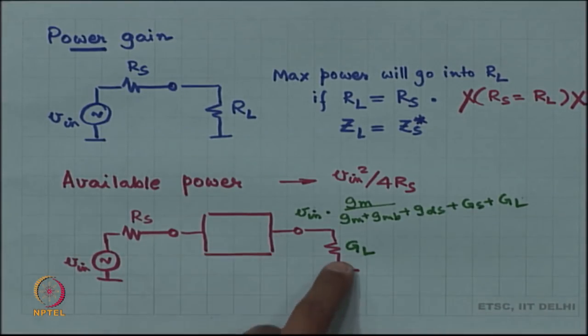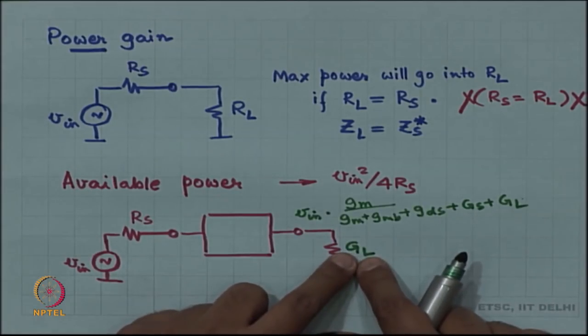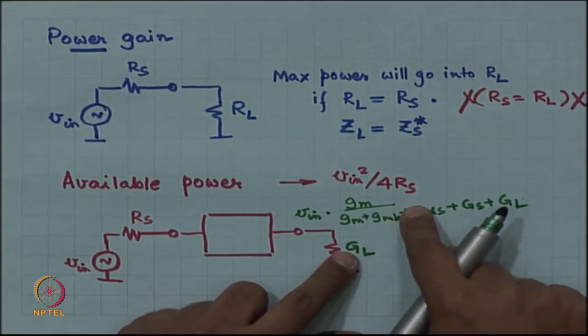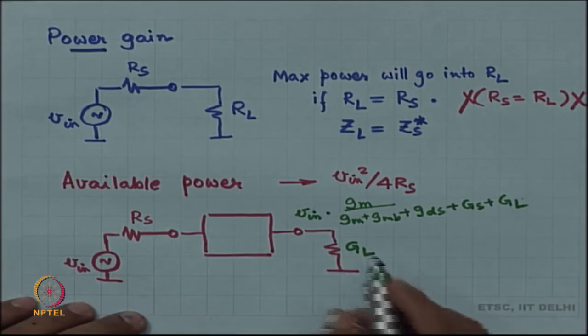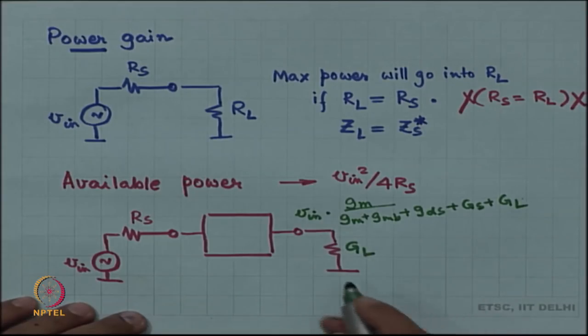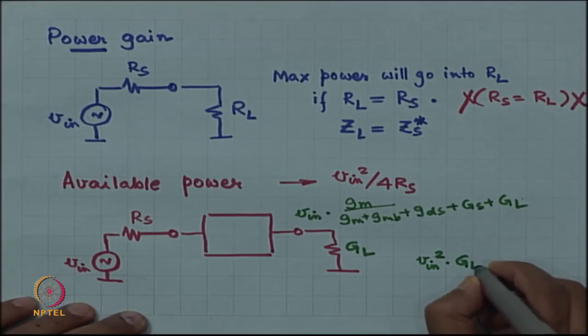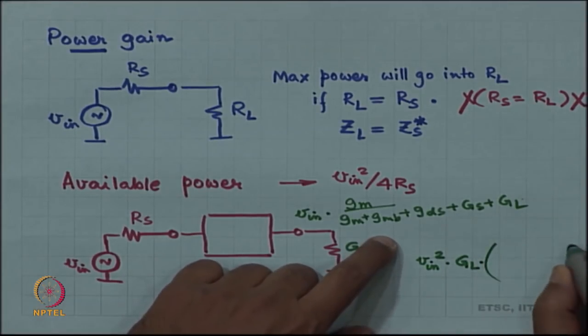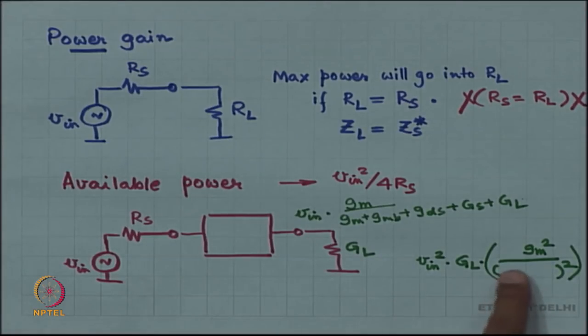So, the power delivered to GL is this voltage squared times GL, correct, voltage squared by resistance, voltage squared times conductance. So, the power delivered is V in squared times GL times some fraction which is less than 1. How much less than 1 is it?